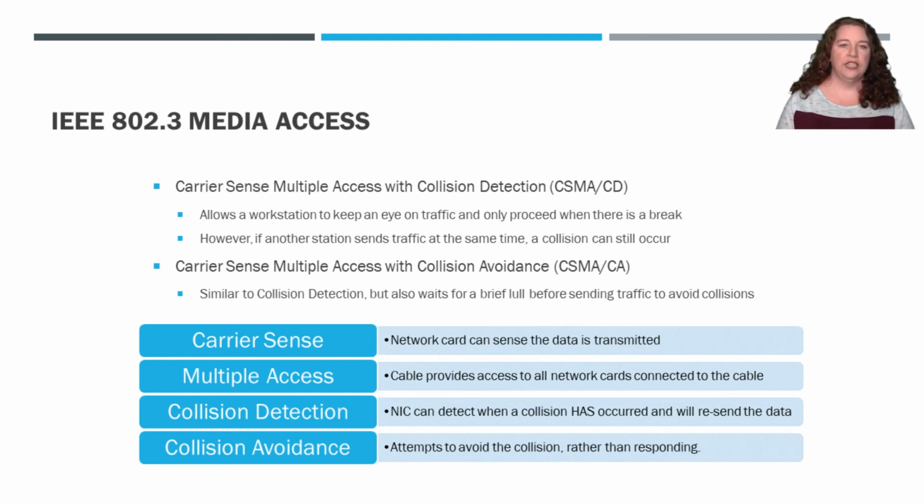The problem with collision detection was that even though the workstation keeps an eye on the traffic and only tries to proceed if there's a break, if another station tries to send traffic at the same time as the first one, they both send at the same time and can cause a collision. Adding that brief waiting period once you see a break will allow you to avoid collisions. So we've moved a lot of media onto CSMA with collision avoidance rather than collision detection. We're going to talk a little bit more about CSMA/CD versus CA as we get into other media as well.